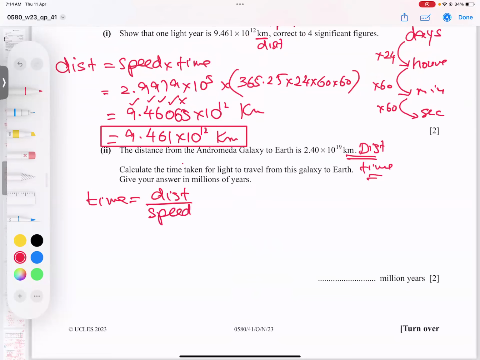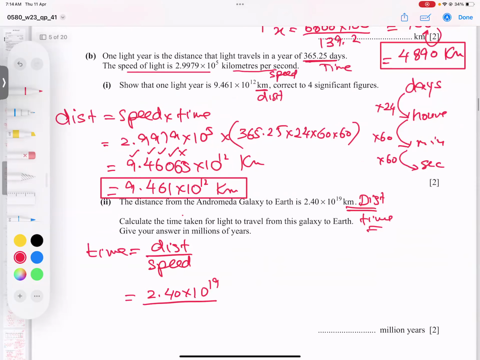Okay, and what is the question he is asking for? Distance from a galaxy, okay? So a galaxy to Earth, the distance is given by him. And the distance, I can write it here, 2.40 times 10 to power 19 kilometers. And the speed of light is mentioned, given on top. Hold on, let me check again. Yeah, here, on the top. So the speed is given, so I'm just writing it below here.